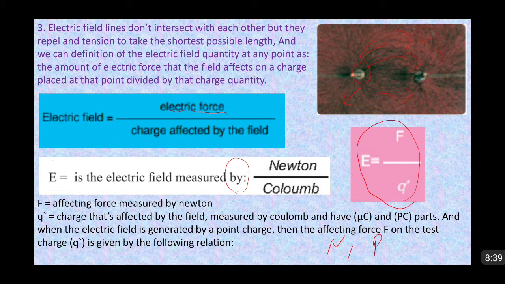And when the electrical field is generated by a point charge, then the affecting force F on the test charge Q is given following Coulomb's law. You remember, F equals K, a constant number, multiplied by Q1 multiplied by Q2, or testing Q, over R squared, or distance squared.